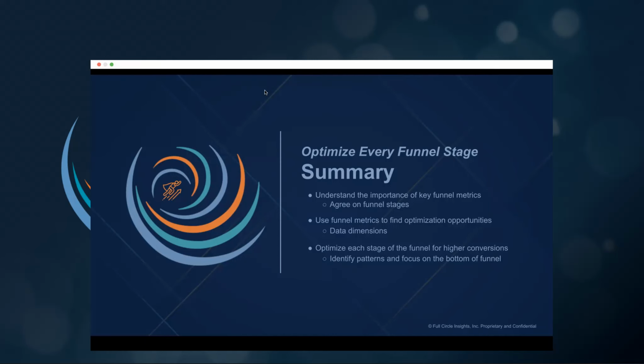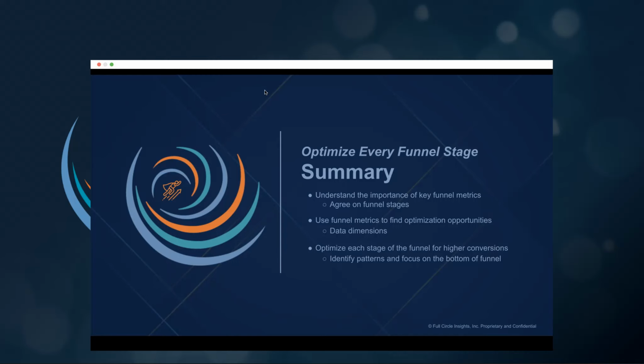Using funnel metrics to find optimization opportunities. We talked about velocity and volume and conversion. Three relatively simple concepts, but very powerful when they're applied dynamically to optimize each stage, identifying the patterns and focusing on the bottom of the funnel, right? When you apply those three data dimensions to the data in your funnel, you will begin to see areas for optimization and understand those. And to the point we were just talking about, what if you don't have the data? Some data does exist, and it's important to begin to use that data.